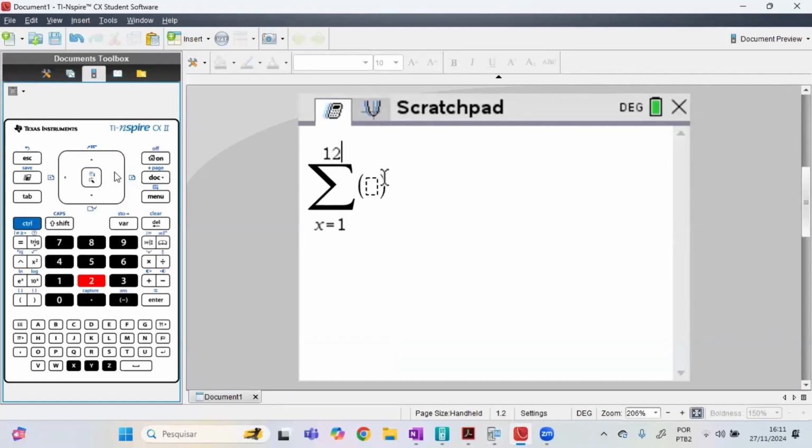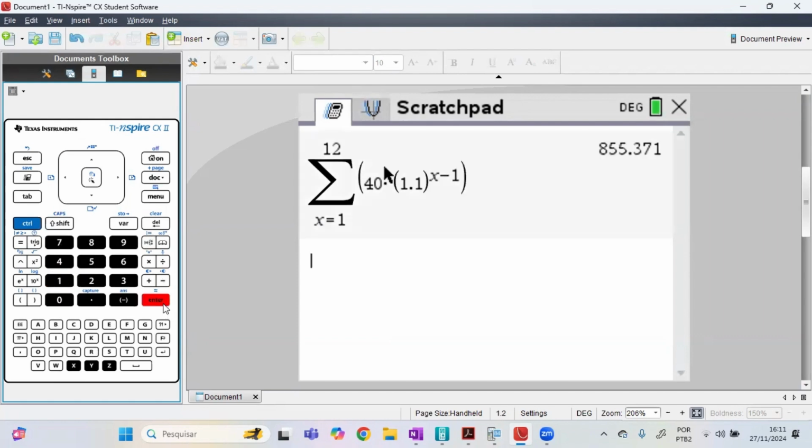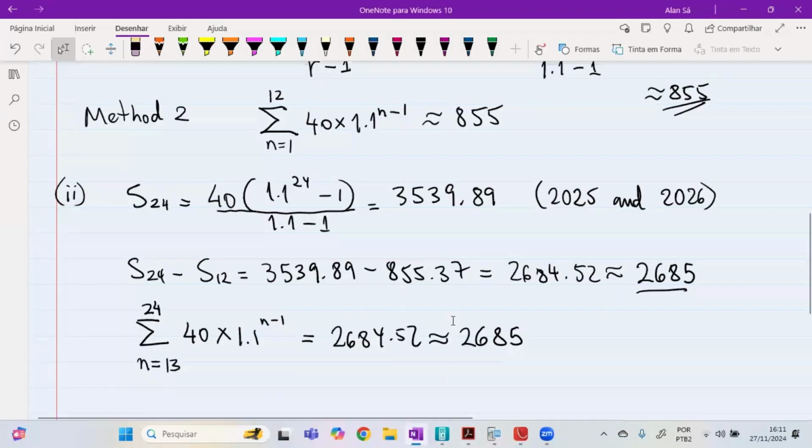And then here, 40 times 1.1 to the power of X minus 1. And then we expect to have the same answer. That's it. So the use of sigma notation can sometimes make the calculations easier, especially here in this question.